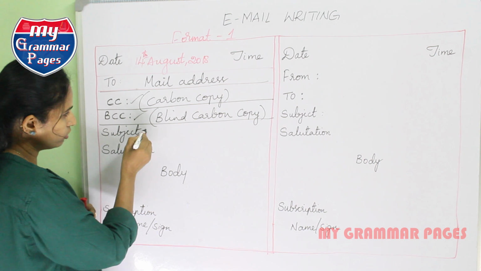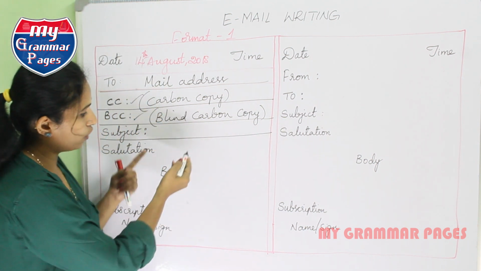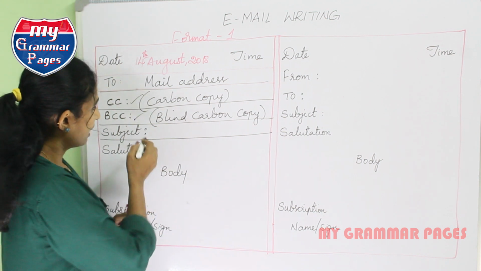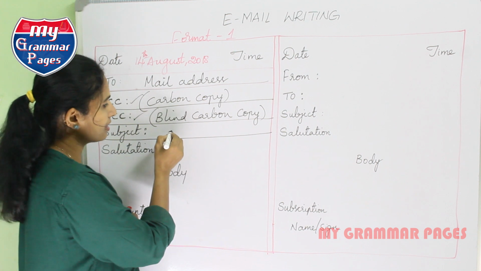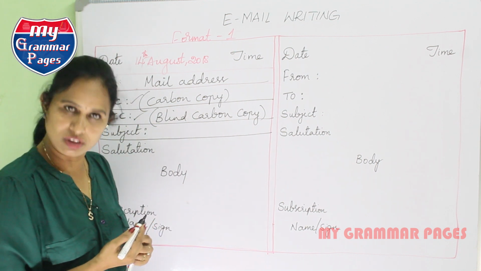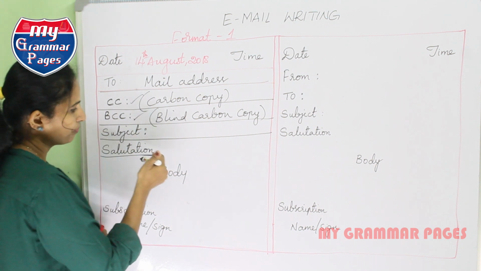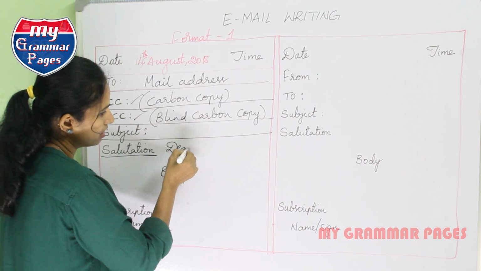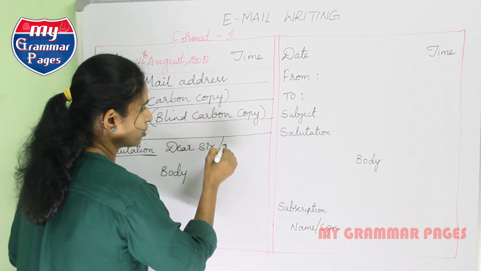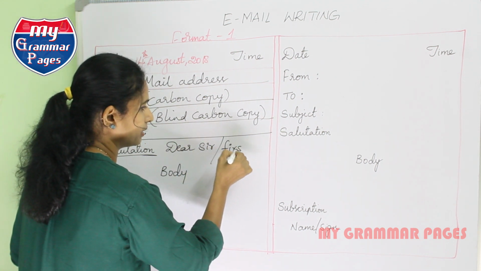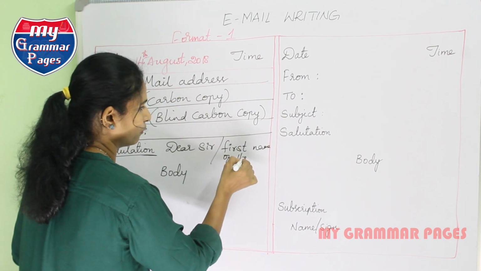Now coming to the subject. The subject will give the clue for the main body to be written. This information need not be a complete sentence. You can write it in the form of a phrase. And coming to the salutation, this can be "Dear Sir" if it is formal, and otherwise you can just write the first name of the person.